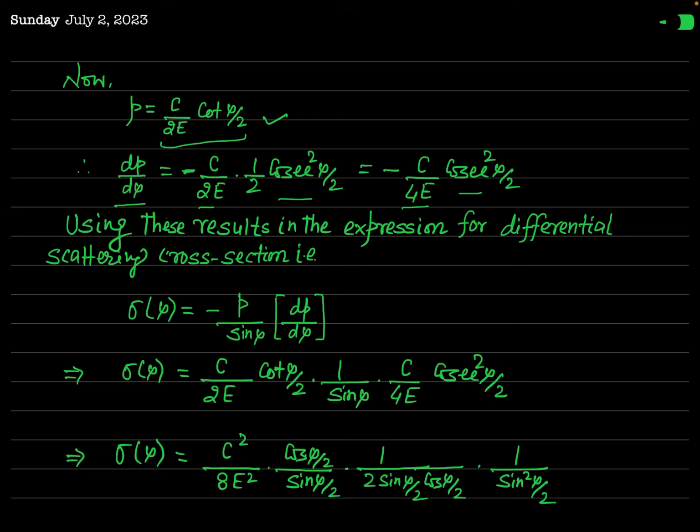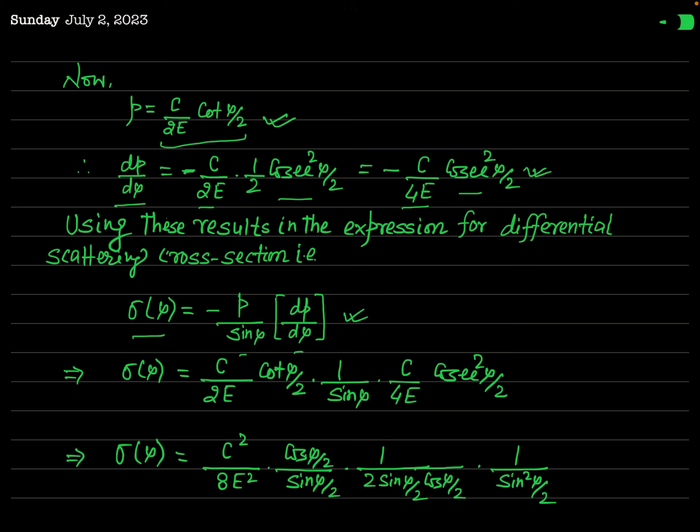Now let us put the value of this P and dP by d phi in this expression, which is the expression for the differential scattering cross section, and simplify, you will see how easily the expression for differential scattering cross section is obtained. So as we know, sigma phi, which represents the differential scattering cross section, this is equal to minus P over sine phi times dP by d phi.